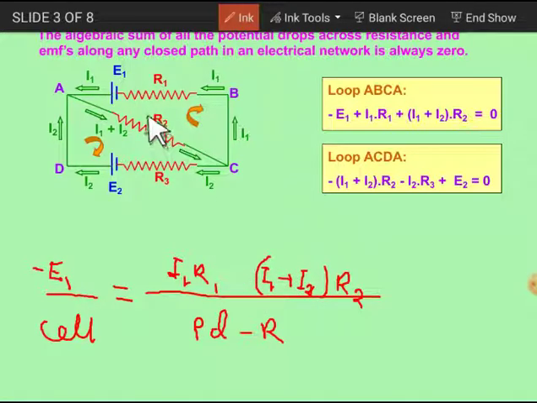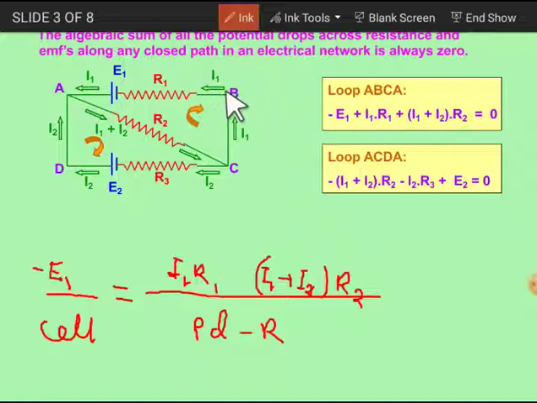Now if the direction of the loop and the current given in the circuit are the same, then we have to assign positive. If the loop direction and the given direction are opposite, then we have to give negative. Now the loop direction is from A B C A, like this. That means through this branch, it is in the direction from A to B.